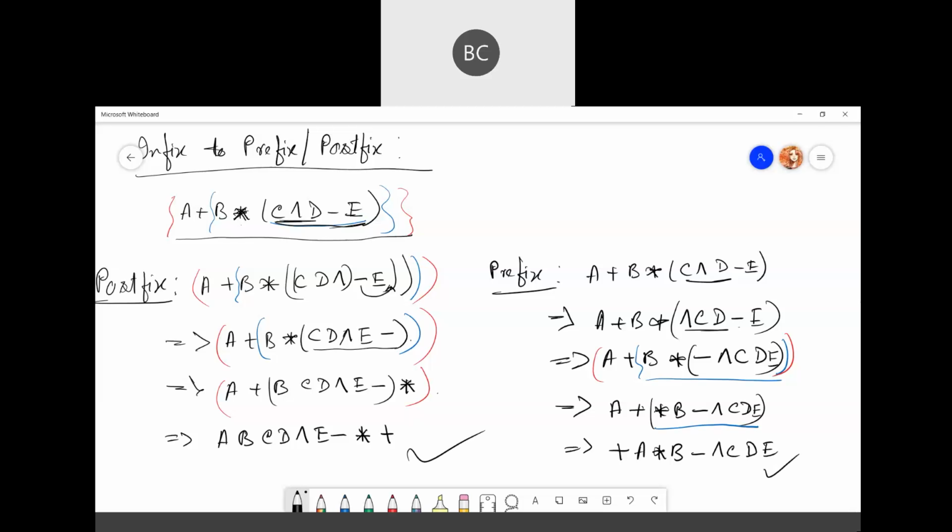Is this part clear to you guys? Understood how we convert infix to prefix and postfix? Yes, no? Do you want me to repeat again?